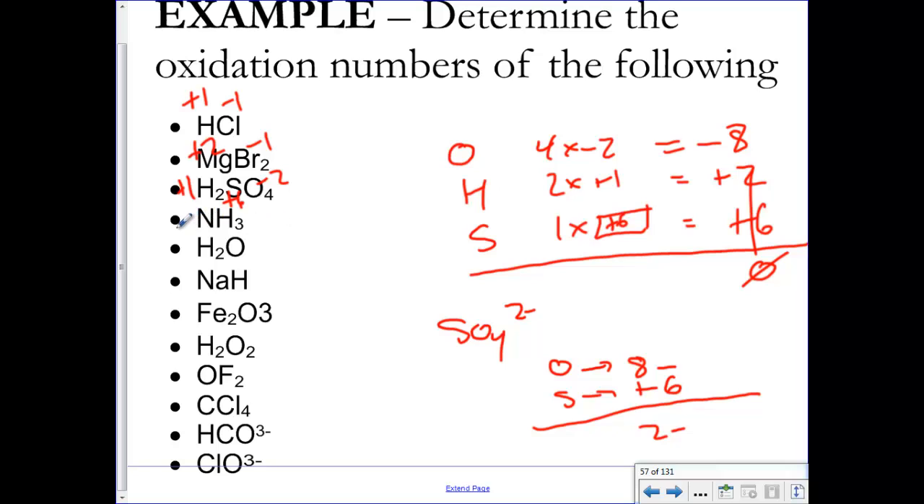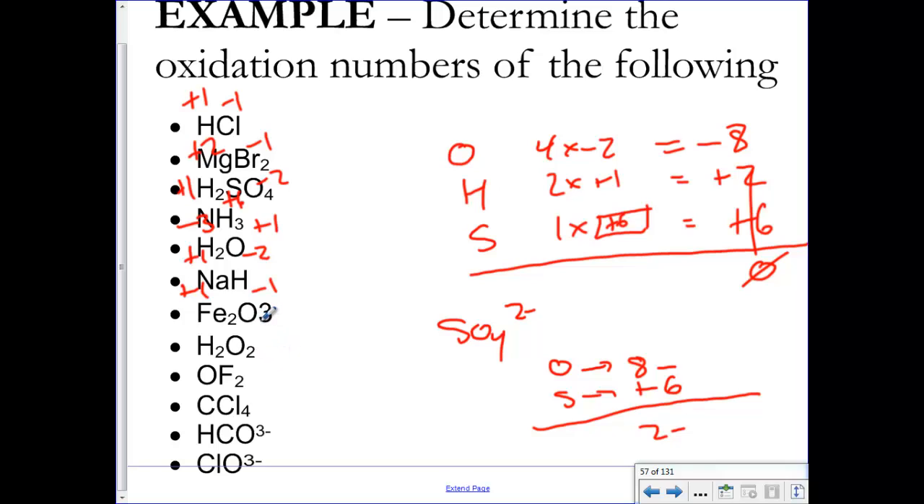NH3, we just did this one. It's -3 and +1. Water? +1 and -2, that works. Exception time. +1 and -1. It's pretty much the only time we'll need to have a -1 for hydrogen.